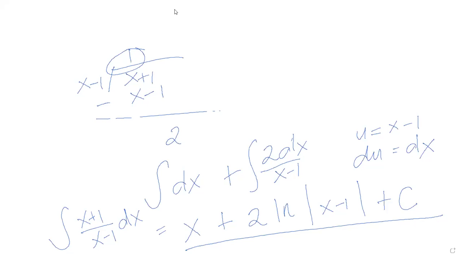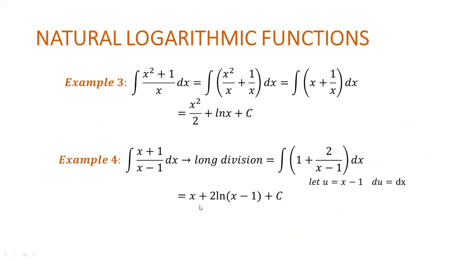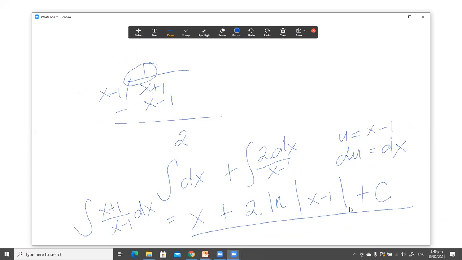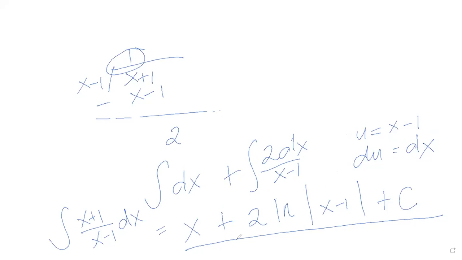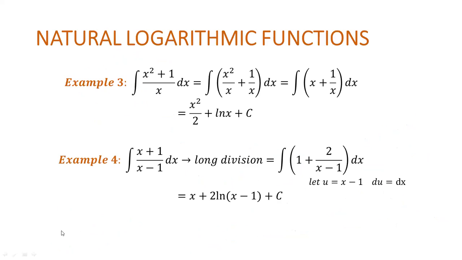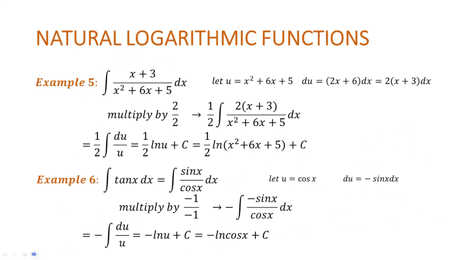Okay? Now we will go back to our slide. So this is it. So x plus 2 ln of x minus 1 plus c. Oh, wait. Let me check if I placed an x on the first part. Okay, so it's x plus 2 ln of x minus 1 plus c. Okay? Now going back to our slide. Okay, so that's it. Now we go to the next example.